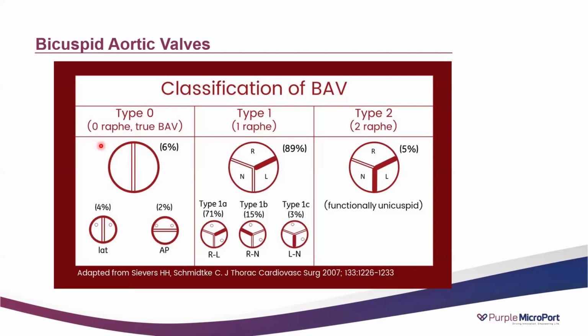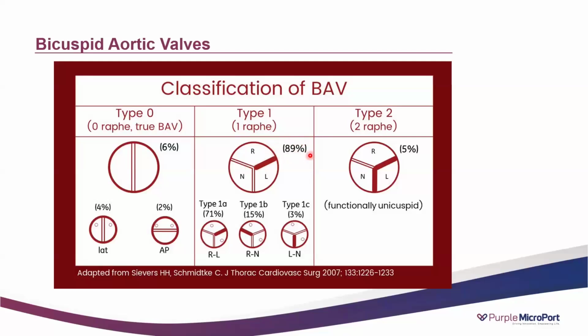Now, type 1 has three kinds of features. I'll go very slow and explain. This is the right coronary cusp, this is the non-coronary cusp, this is the left. Whenever there is a calcific joint between the right and the left, or the right and the non, or the non and the left, this is called type 1 bicuspid. And this bold portion which you can see is called a raphe.